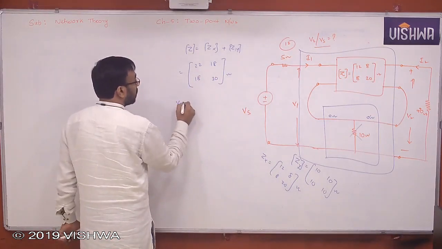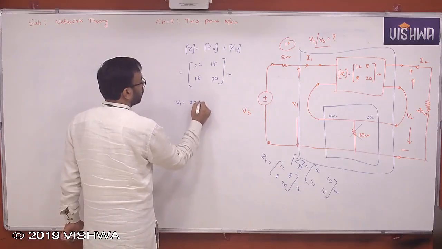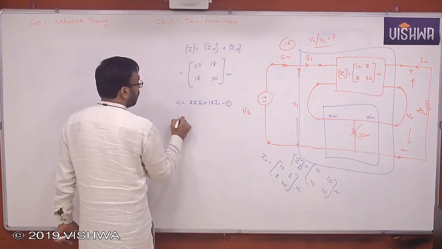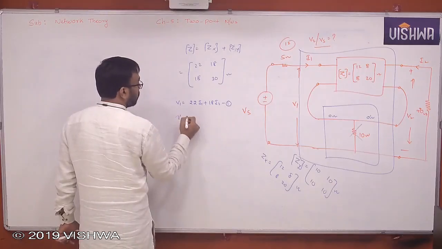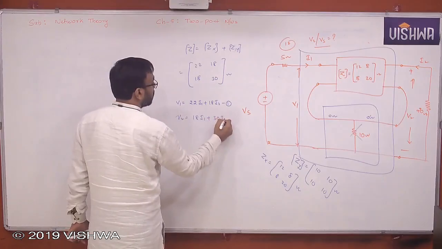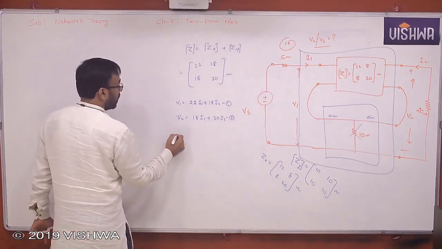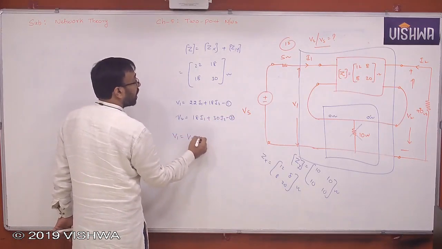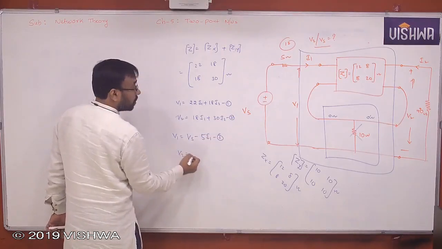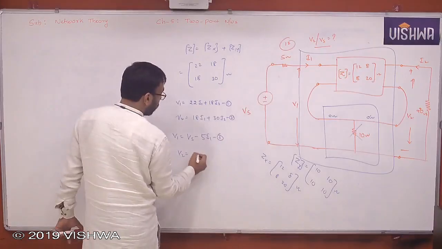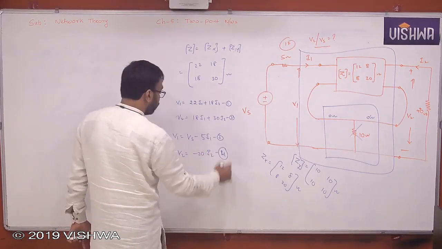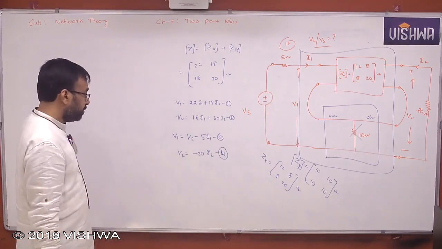So V1 is equal to 22I1 plus 18I2, equation 1. V2 is equal to 18I1 plus 30I2. Yes or no? And V1 is equal to Vs minus 5I1. And V2 is equal to, you get that, minus 20I2. That's it. Fourth. You want V2 by Vs.